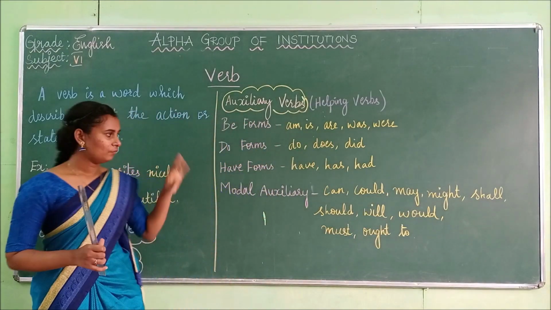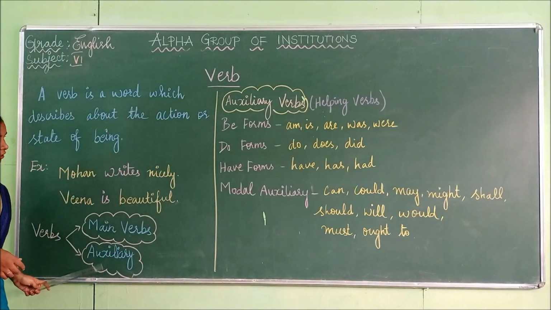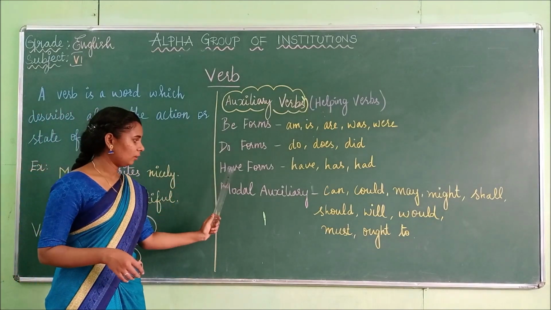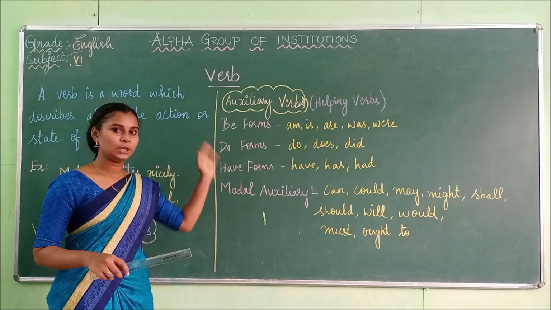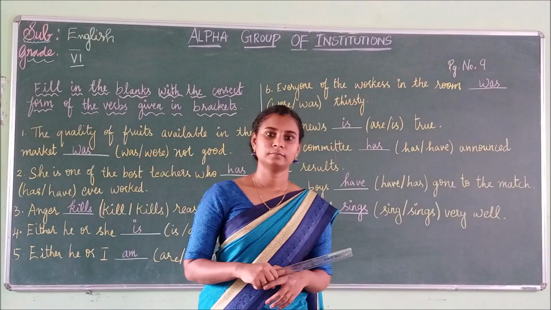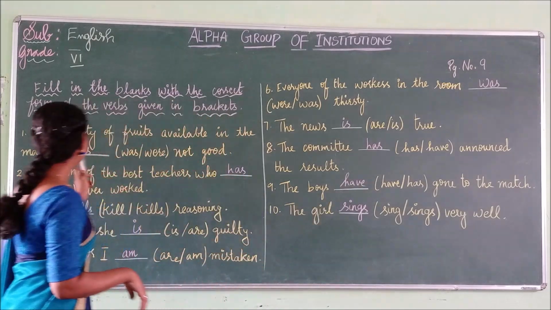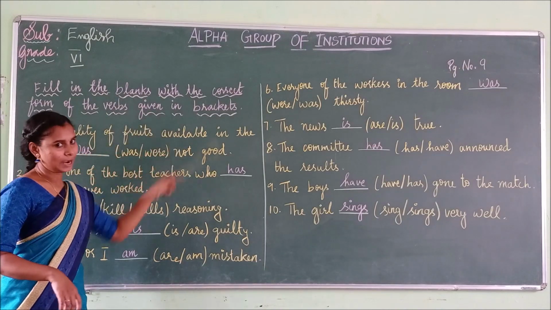Okay children, so we have learned what verbs are and the different forms: main verbs, auxiliary, and under auxiliary, be forms, do forms, have forms, and modal auxiliary. So now we'll do an exercise with the help of verbs. Okay children, we shall see the exercise related to verbs now. So here we have got an exercise. Fill in the blanks with the correct form of the verbs given in brackets.